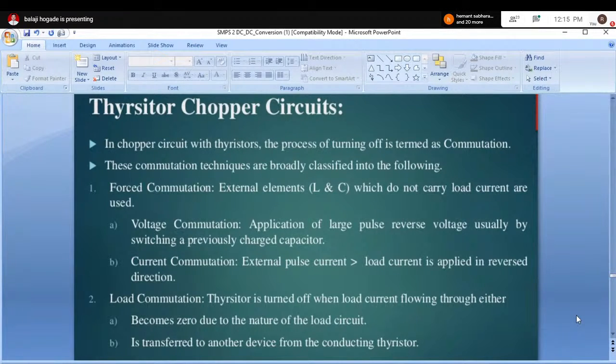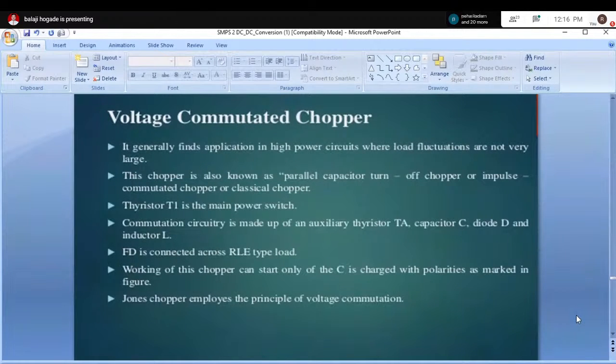These are the three categories of the choppers: voltage, current, and load commutation. Voltage commutation we have seen in the last lecture. A parallel capacitor is used to turn off the main SCR, and an auxiliary SCR is used to charge the capacitor. So the auxiliary SCR and a capacitor are used to turn off the main thyristor.